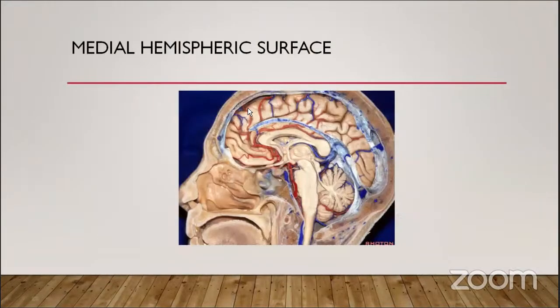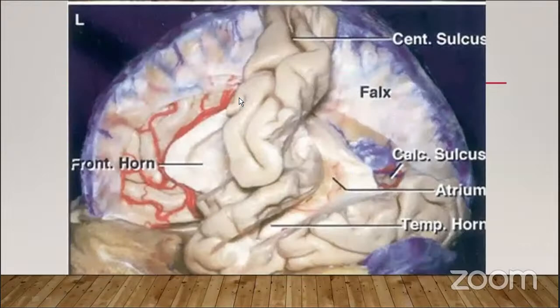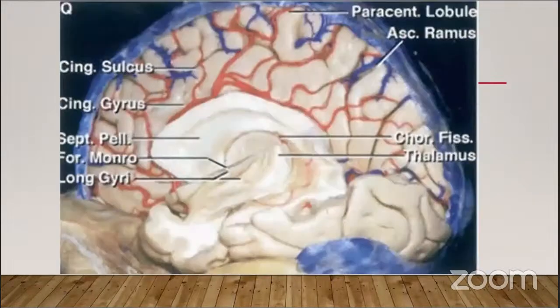Now coming on to the medial hemispheric surface, more specifically the medial hemispheric surface of the frontal lobe. We already studied in detail how the frontal lobe is separated from the parietal lobe on the lateral surface, but how is it separated on the medial surface? That's what we are going to discuss now. You can appreciate that the medial surface is not as simple.